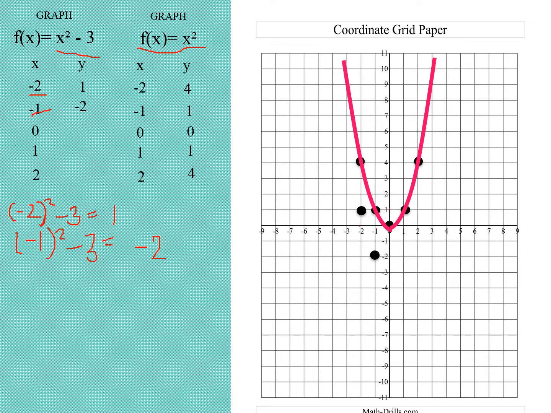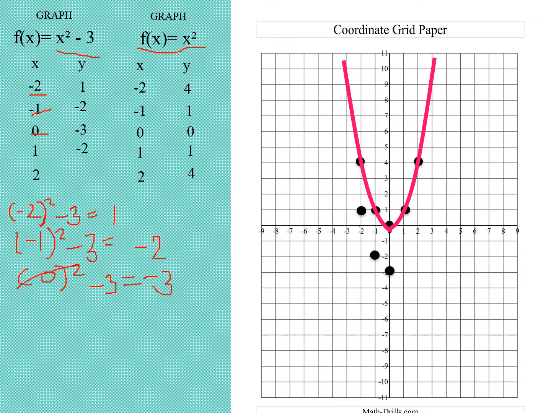Next, how about when our x is 0? So, we have 0 squared minus 3. So, 0 squared will be 0. Then, that cancels out. What is left is negative 3. So, our y will be negative 3. Then our point is there.